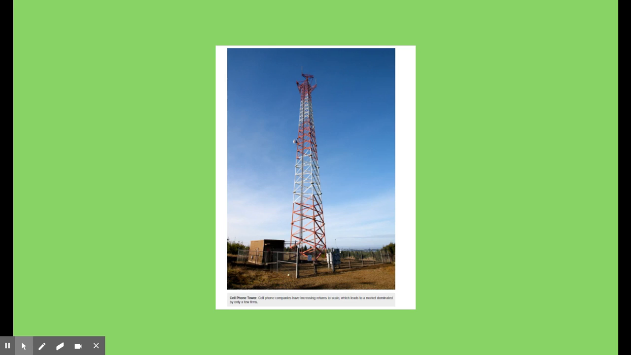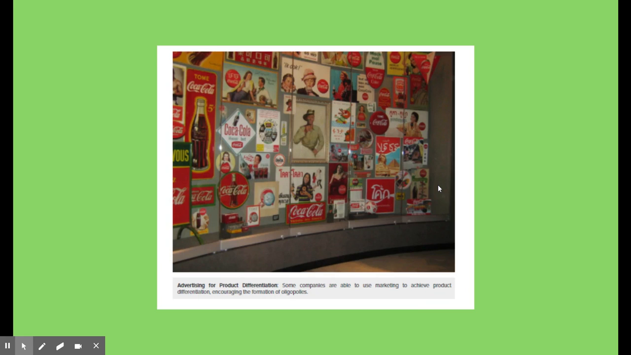And there are differences, and there is better coverage or more access technology and all these other kinds of things when it comes to cell phone usage. But they have to get those types of innovations, that product differentiation, in order to steal customers away from each other. Advertising for that product differentiation is important. So some companies are able to use marketing to achieve product differentiation.